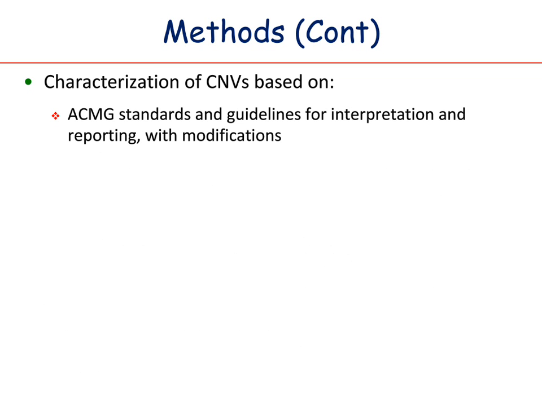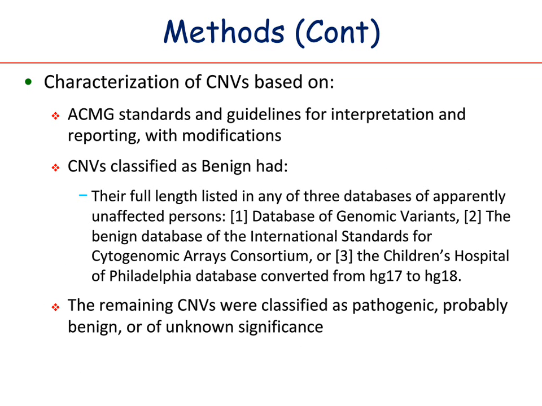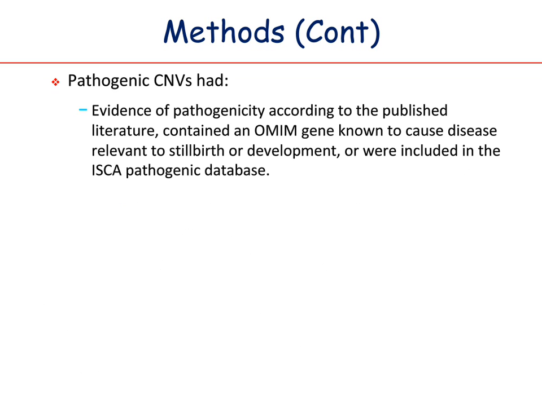The characterization of the copy number changes was, again, very similar to the previous study, based on ACMG guidelines and interpretation reporting criteria. CNVs were classified as benign if their full length was listed in any of the 3 commonly described databases, and the remaining CNVs were classified as pathogenic, probably benign, or of unknown significance. Pathogenic CNVs had evidence of pathogenicity according to published literature, OMIM disease, or were included in the ICA pathogenic database.